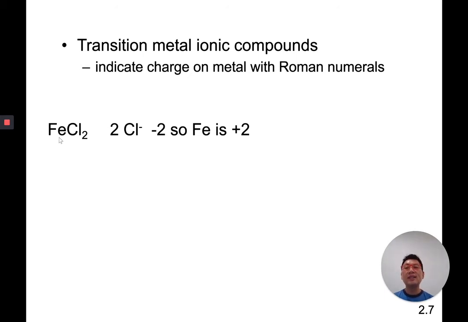So in this case, this is the iron with a +2 charge. I'm going to indicate the charge of that metal in Roman numerals. This is called iron 2 chloride. We will do this for all transition metals.